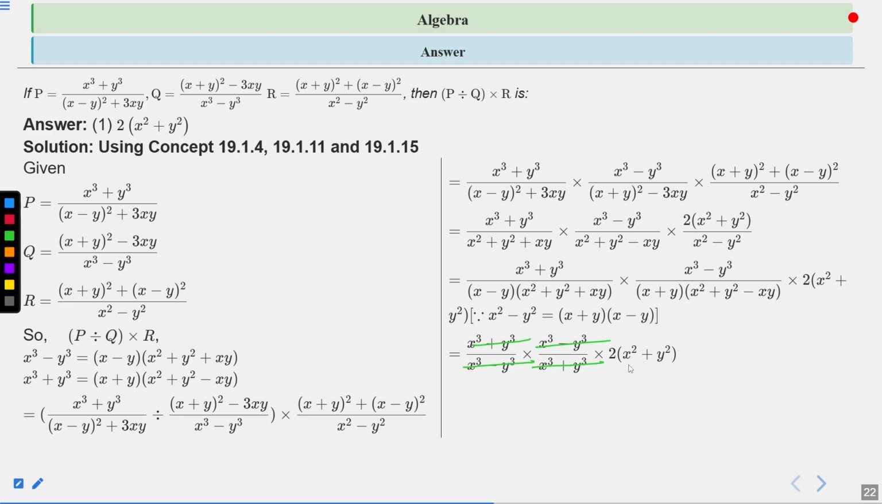So what will be the rest? 2 times (x² + y²). So we get our answer, which is 2 times (x² + y²). So the first option is the correct answer of this question. Next one.